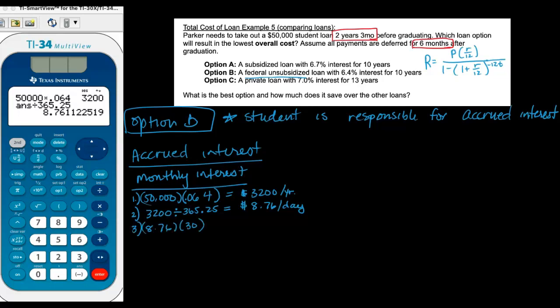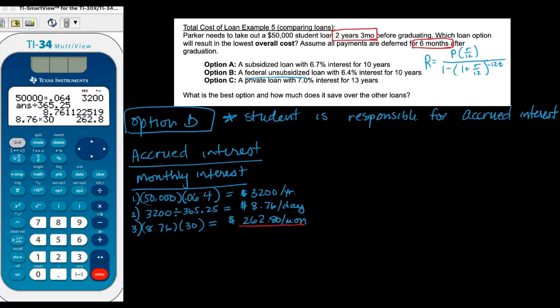Okay, and then we're going to take that number and multiply it by 30. We always multiply by 30. If it doesn't tell you, we just average out and assume that each month has 30 days just for the sake of calculation. And notice here, I'm not going to leave that last number in the calculator. I'm going to retype 876 and multiply that by 30. And then I'm going to get $262.80 per month.